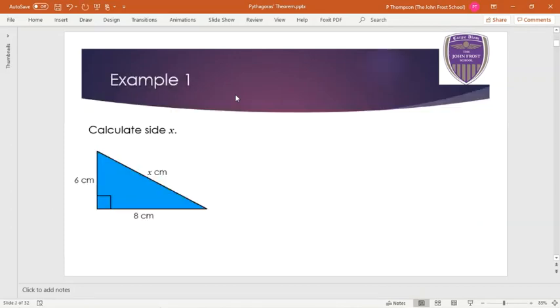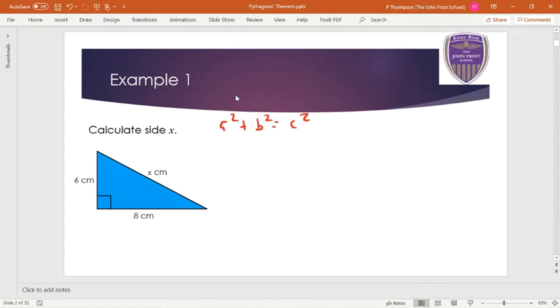The first thing to do with Pythagoras, isn't it, before we do the example, is remind us what the theorem actually was. Remember, the theorem says that a squared add b squared equals c squared in a right-angled triangle. Remember, c is the hypotenuse, the longest diagonal side, and a and b are the 2 short sides.